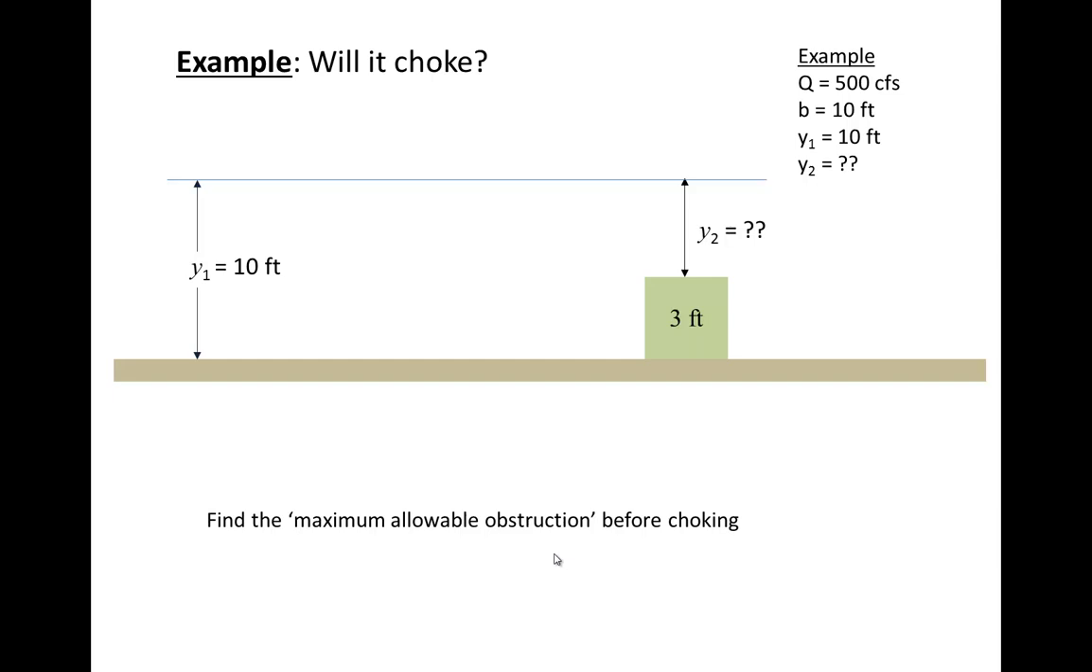Here's another approach to trying to find out whether the specific energy is sufficient at 1 to enable flow over an obstacle without choking. We're going to find the maximum allowable obstruction before choking here and find out if it's going to choke or if it won't choke. Again, we have a 10-foot wide channel that's carrying 500 cubic feet per second as per one of our previous examples today, and the initial flow depth is 10 feet. So in this case, the obstruction, instead of being 10 feet deep, is just 3 feet deep.